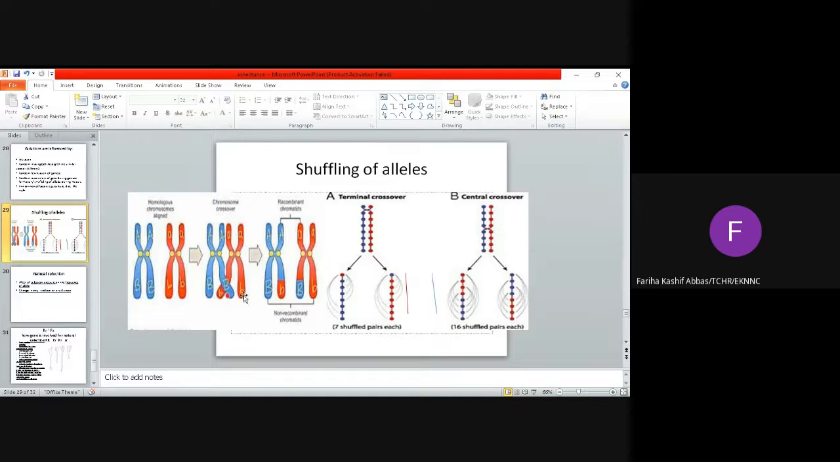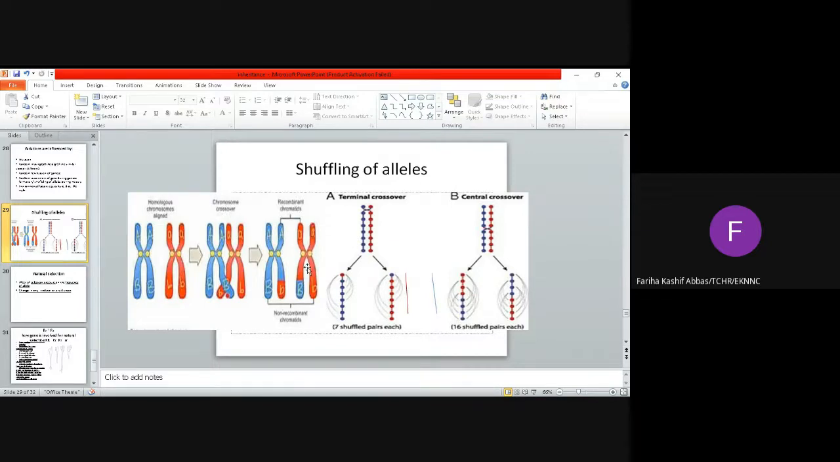Because of the crossing over, shuffling of alleles occurs. A part of one chromosome breaks off, there is disjunction of the chromosome, and it gets attached to another chromosome, due to which the alleles get shuffled from one chromosome to another. We all know that during meiosis, chromosomes get segregated. That is what happens during gamete formation.